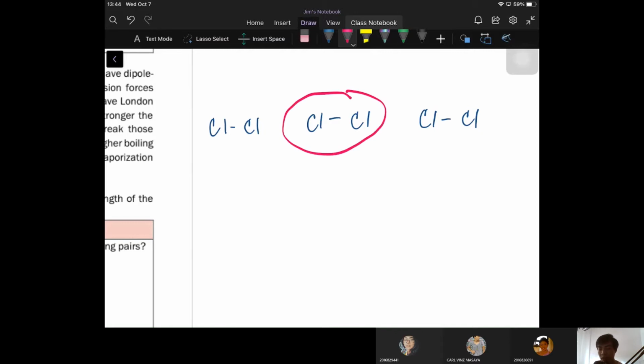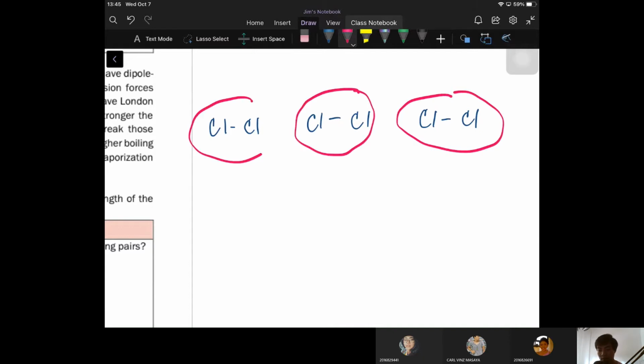So, kunwari yung electron cloud yan ay circle lang. Bakit circle lang? Kasi, yan ay non-polar bond. So, walang disturbance sa electron cloud, no? So, yan. This is non-polar cloud. This is nonpolar bond, so the electron is evenly distributed. No? Pangit lang yung pagkakagawa ko ng circle.